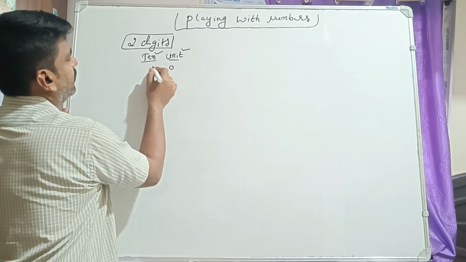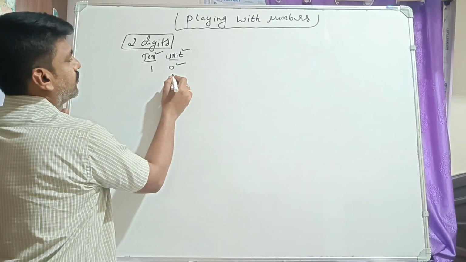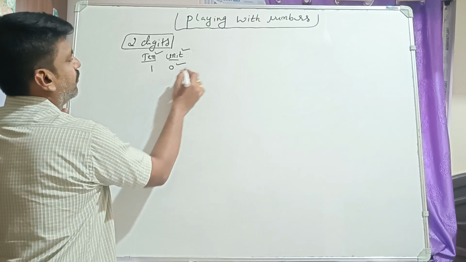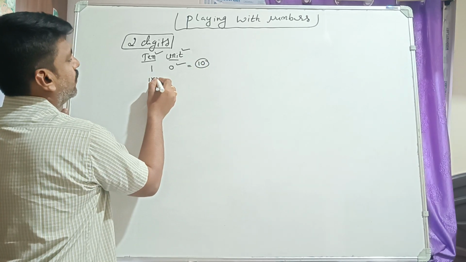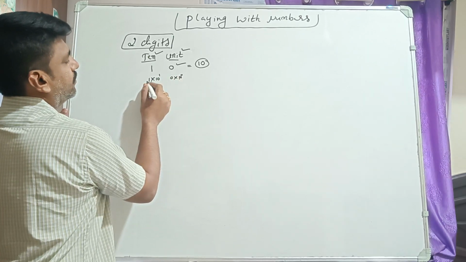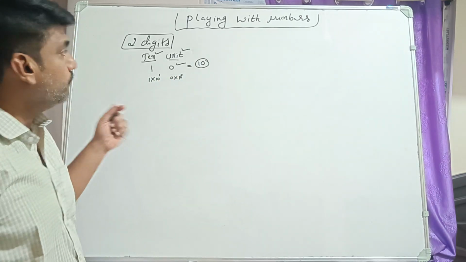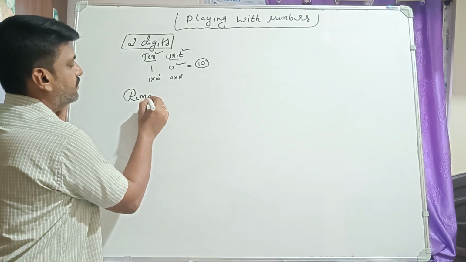Suppose I write it like this: the unit position value is 0 and the 10 position is 1. The value of this can be written as 1 into 10 power 1, plus 0 into 10 power 0. So this value is 10, right? Now we'll speak about remainders.